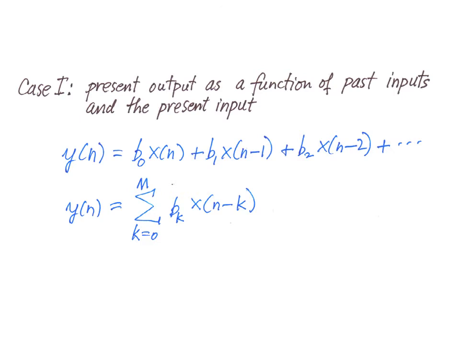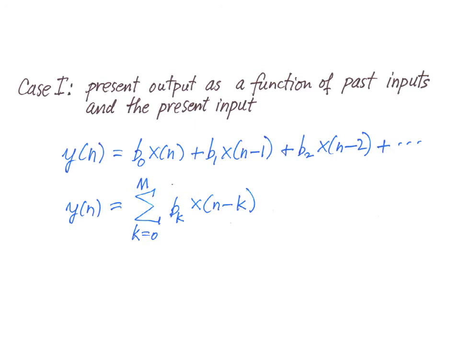So you scale present time input by b0. One sample ago, you scale that value by b1, 2 samples ago by b2, etc. And what you have now is a weighted sum of x samples that can be expressed using a summation, and I show the summation ending at m. That is called the order of this filter. It's an mth order filter.